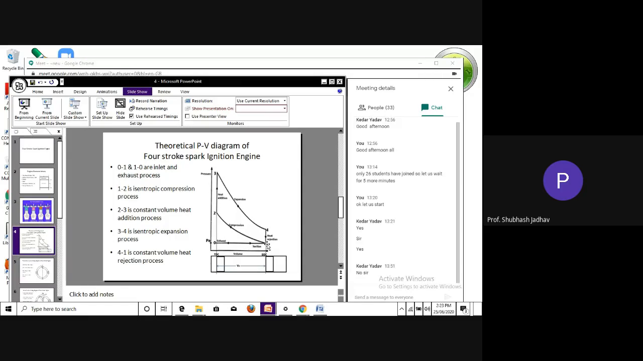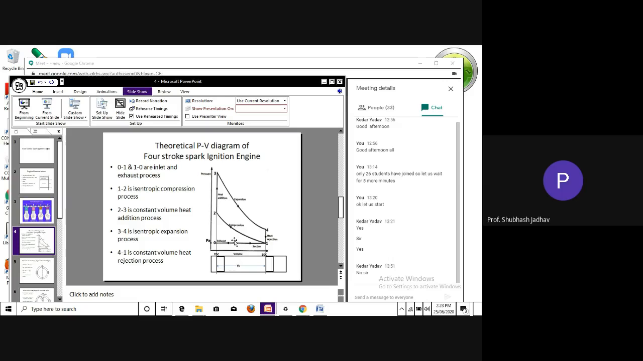And from 1 to 0, it is the exhaust process. During this 1 to 0, the piston is again going to move from BDC to TDC. So as the piston is moving from BDC to TDC, what happens to volume? Volume decreases. So the line starts moving in this direction. As the volume decreases, the line moves over here. But is the pressure increasing? No. Is the pressure decreasing?